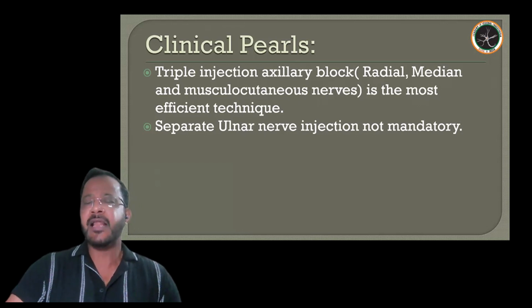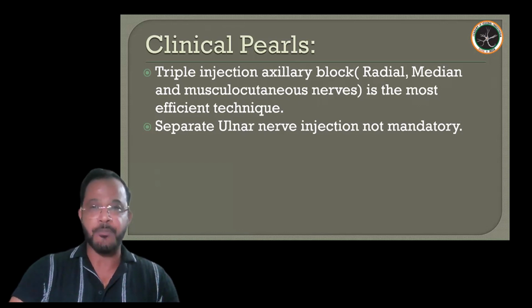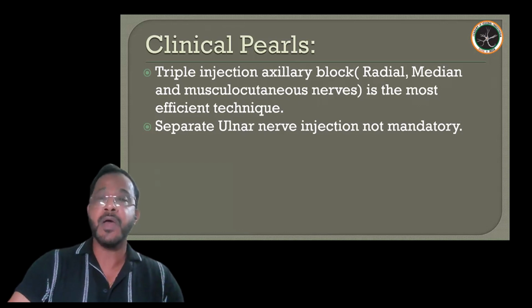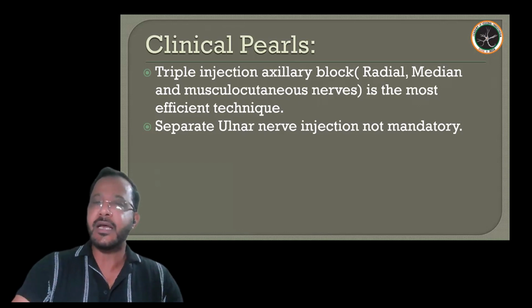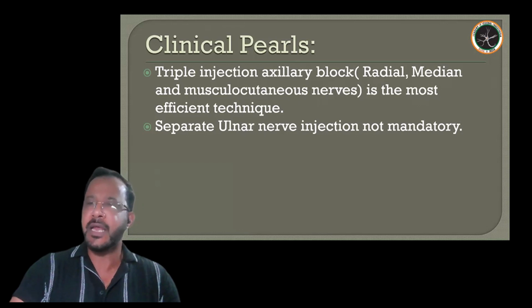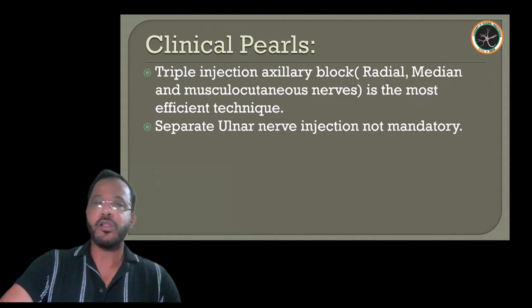Now, as I have told you, for the forearm surgery, the dermatomal innervation is from the medial cutaneous nerve of forearm, which is a direct branch from the medial cord. So how do you take care of that? Usually the medial cutaneous nerve of forearm runs along with the median nerve when it enters the axilla. So if you are depositing around the median nerve, the medial cutaneous nerve of forearm is also blocked.